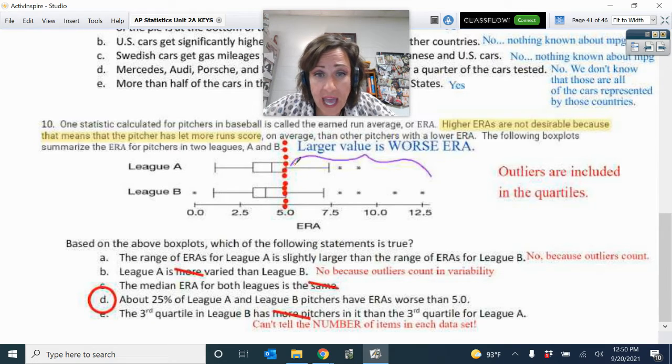for example, look here, A's upper quartile is not bigger than B's because this whisker is bigger, because the outliers all the way to the end count in those quartiles. The outliers are included in the quartiles. They would also be included to show you, so B has a much larger range than A. All right, so there's that.